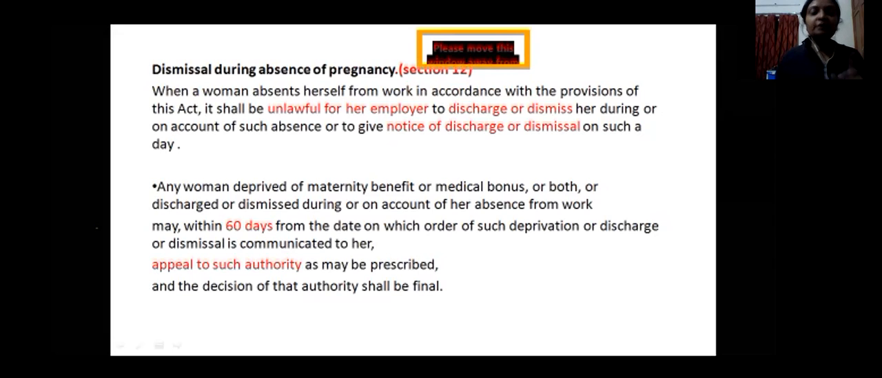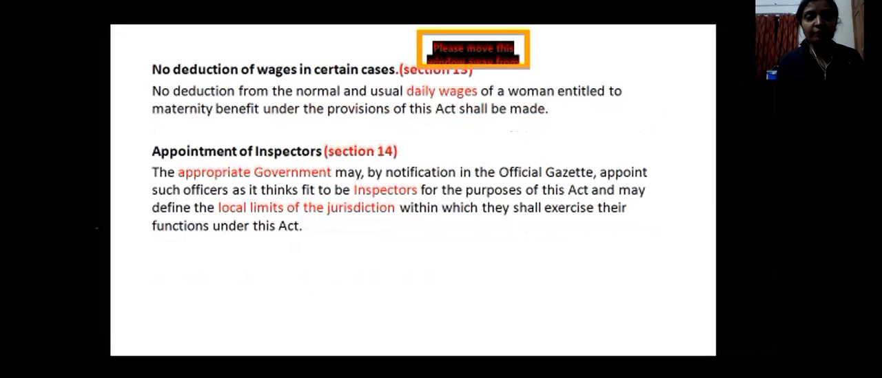Okay, so the main thing you have to remember is that the employer is not allowed to give any notice of discharge or dismissal during the period of absence from work during the maternity period. And if she gets any such notice, or if she did not get any maternity benefit or medical bonus which she should get from the employer, in that case she can appeal within 60 days to the higher authority as the case may be, and the decision of the authority, after scrutinizing everything, shall be final.